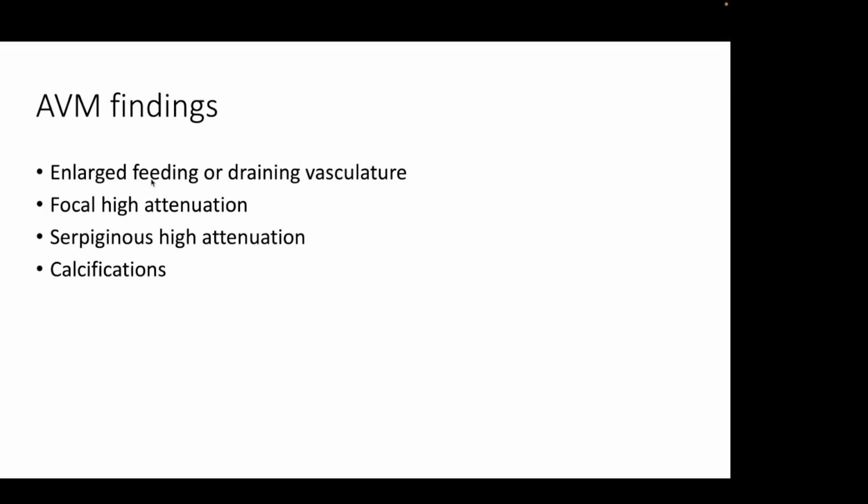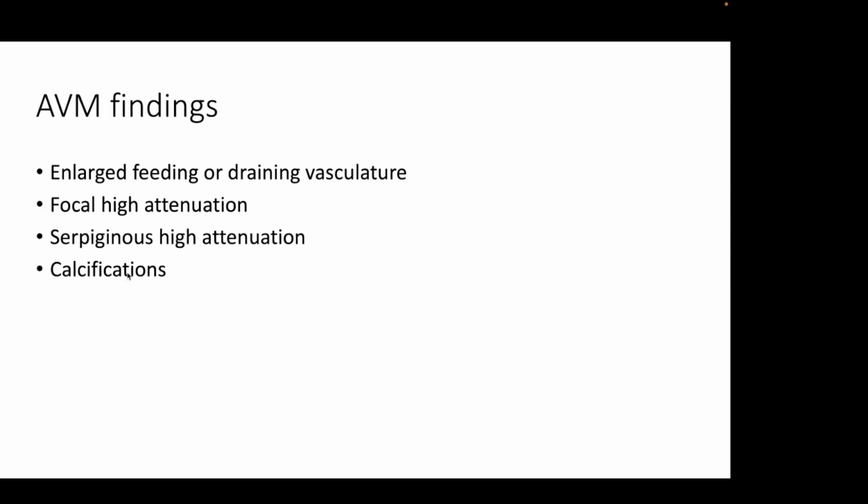You want to look for enlarged feeding or draining vasculature, that is enlarged veins or arteries. This is an important finding: focal high attenuation, serpiginous high attenuation, and calcifications. If you see any one of these, or particularly all three of these, you have to think about arteriovenous malformation.